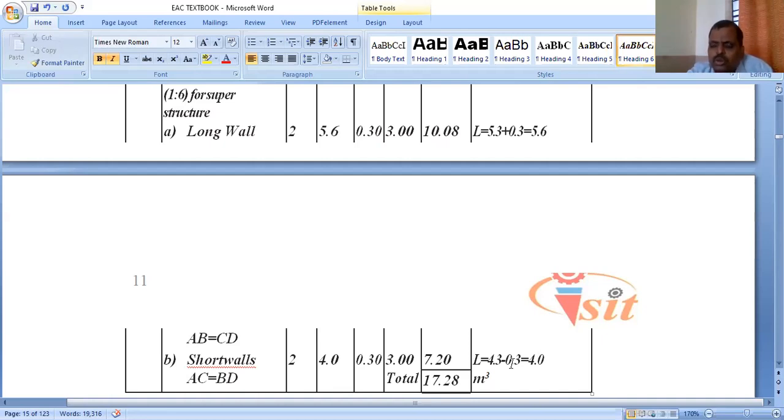So the length of short wall is equal to center distance minus one width of the item.